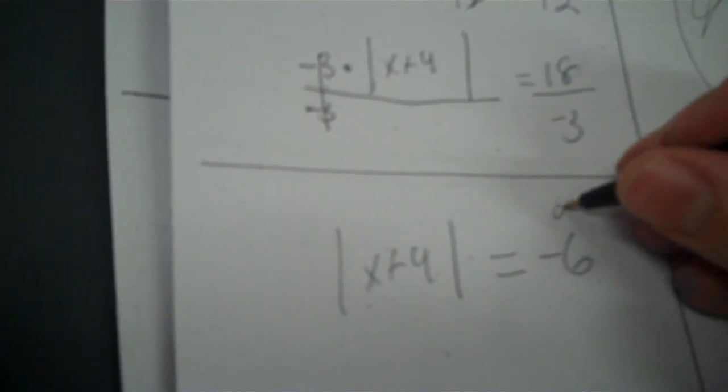Now I have my distance, because there are no more numbers outside, okay? The plus 4 is inside, so I don't count that. The plus 4 is for the table. But I can't have a negative distance, so that is no solution.